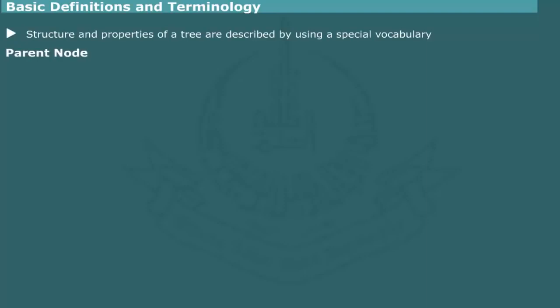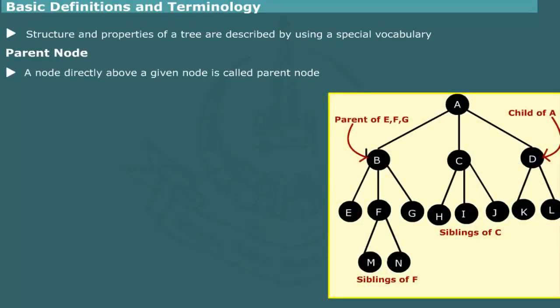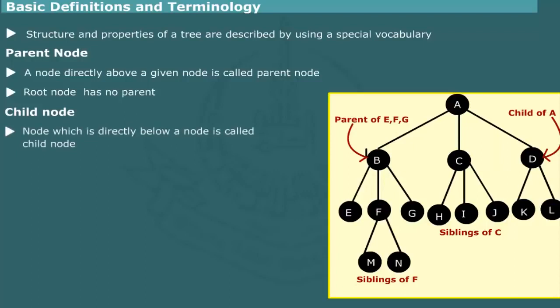Parent node. In the tree hierarchy, a node directly above a given node is called parent node. C is the parent node of H, I, and J. The only exception is the root node, which has no parent. Child node. A node which is directly below a parent node is called child node or simply a child. For example, C is the child of root and H, I, J are children of C.